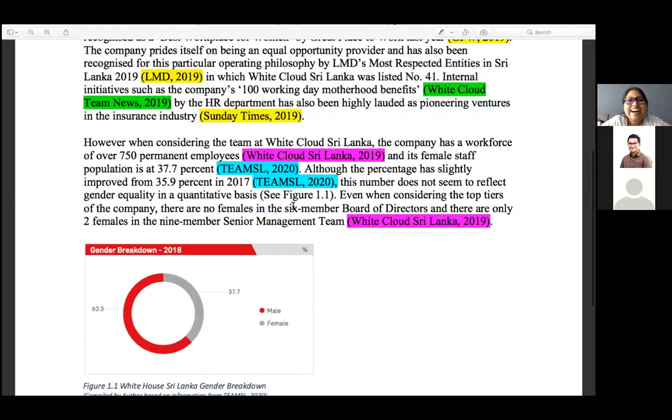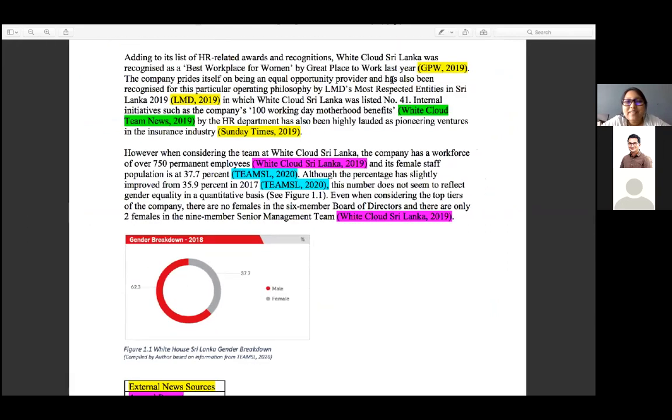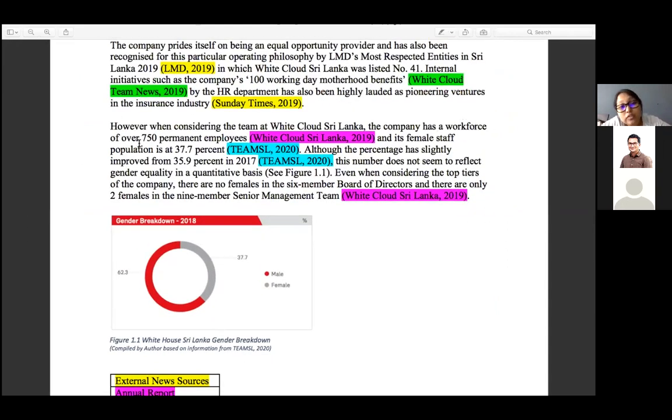However, when considering the team at White Cloud Sri Lanka, the company has a workforce of over 750 permanent employees. So where did I get this information from? From the company's website. And its female staff population is at 37%. This I got from one of the company's internal reports. Although the percentage is slightly improved from 35% in 2019, this number does not seem to reflect gender equality on a quantitative basis. Even when considering top tiers of the company, there are no females in the 6-member board of directors, and there are only 2 females in the 9-member senior level.